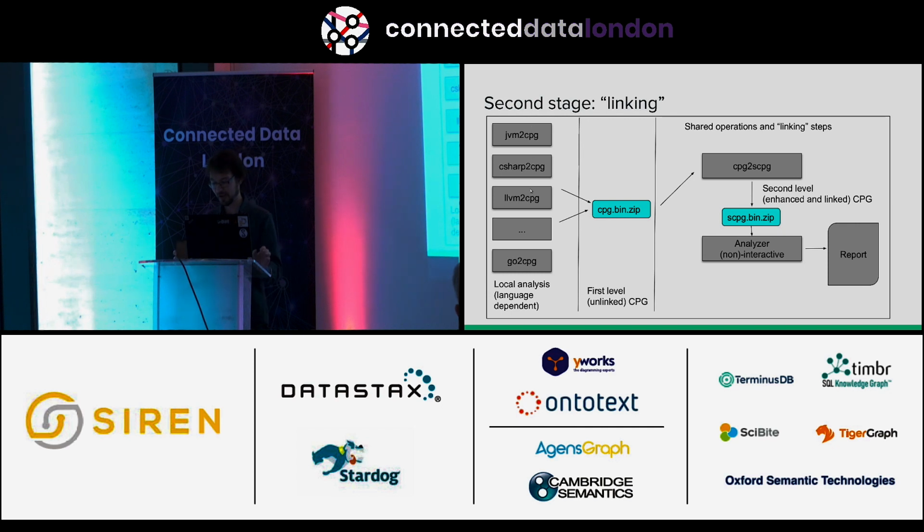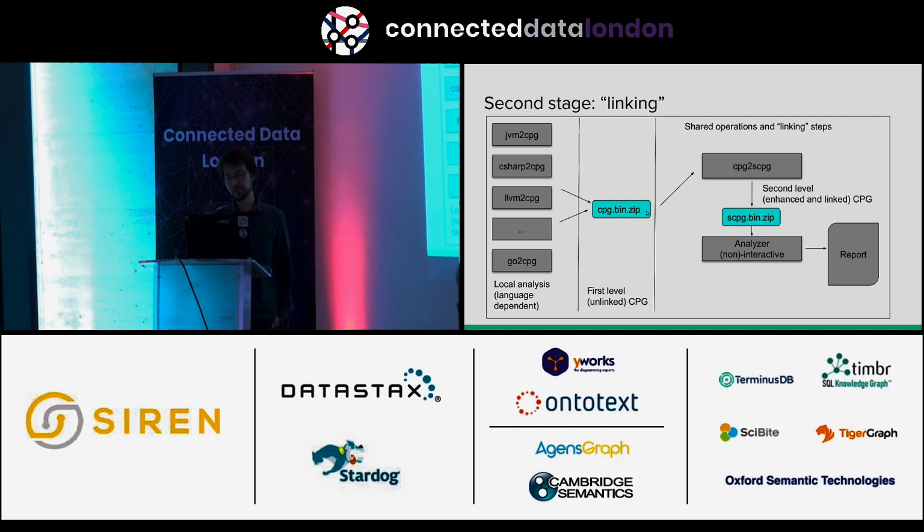So today we have the ability to map Java bytecode to our first level code property graph. We can do this with C#. We can do this with LLVM bitcode. We can do this with Golang and a bunch of other languages, including dynamic languages such as Python and JavaScript.